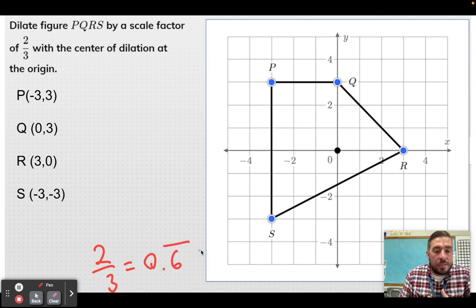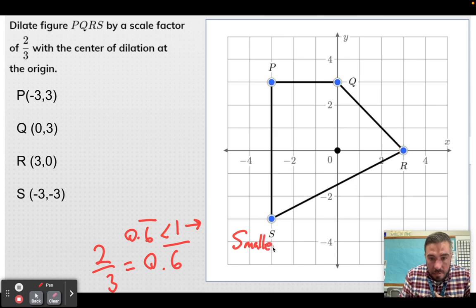So my first question is, thinking about this figure over here on the screen, is it going to get bigger or smaller? Because 0.6 repeated is less than 1, hopefully you know that this figure is going to get smaller. Well, not much smaller, a little smaller. So we're hoping that it will end up smaller in this area here.